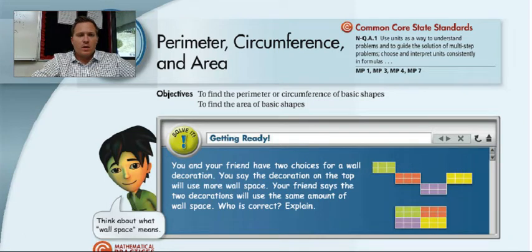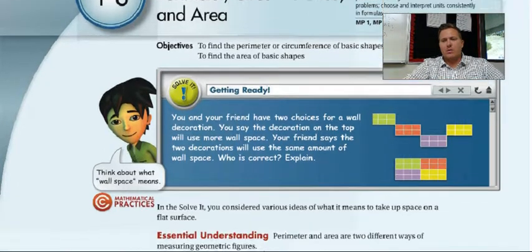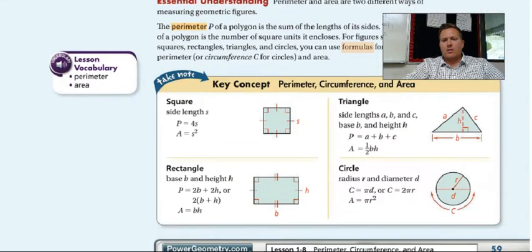Alright, welcome. Today we are going to be doing 1.8. So 1.8 is perimeter, circumference, and area. So this should be a review from previous years. So really important formulas that we're going to need to know and understand. Alright, so let's get into it.